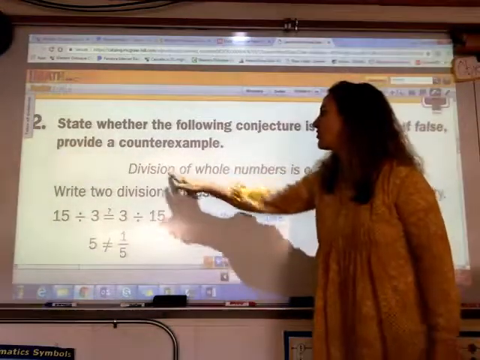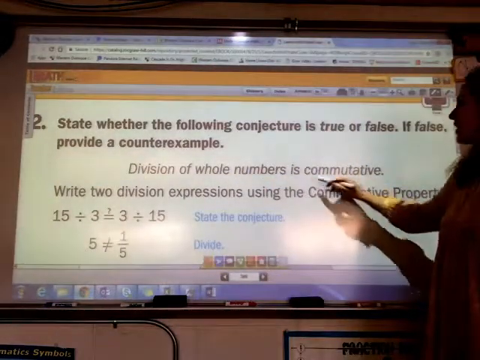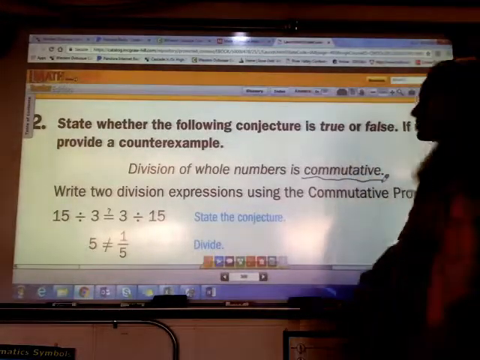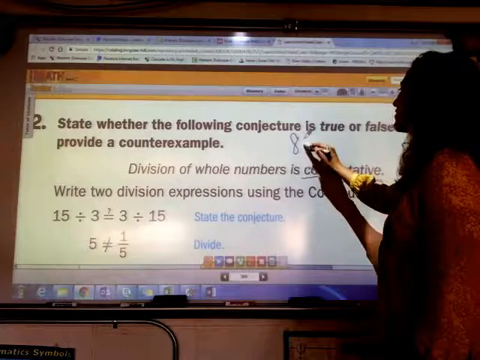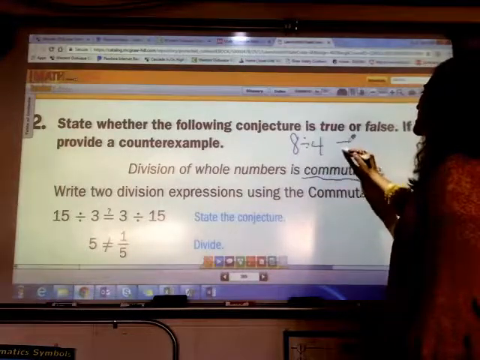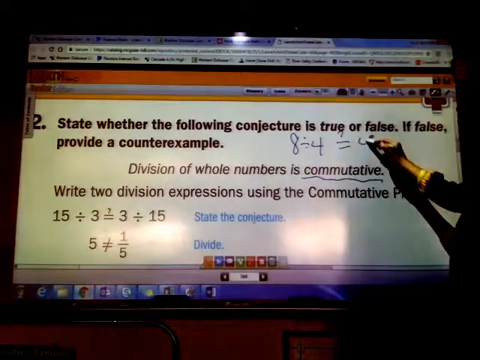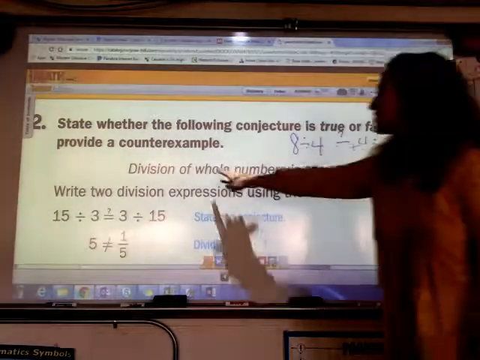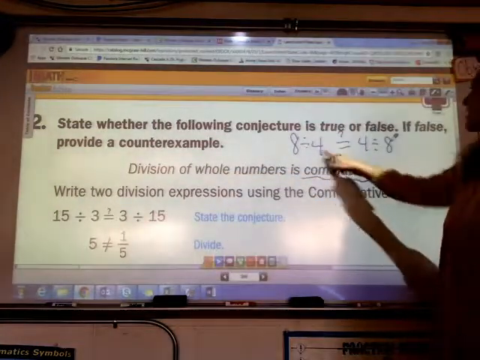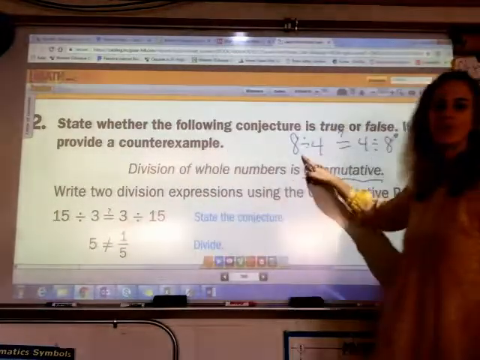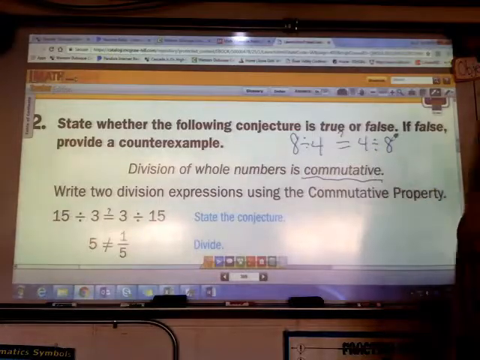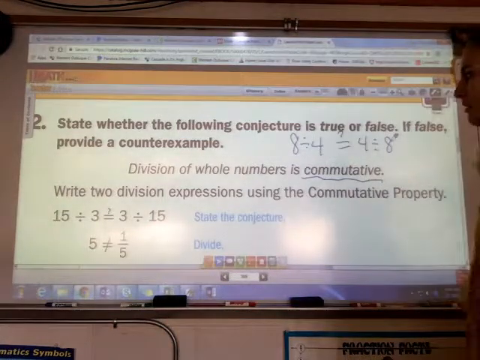Right here, they're giving us that division of whole numbers is commutative. Commutative meaning you can change the order. So one of the things you're going to want to ask yourself is, if I take 8 divided by 4, is that the same as 4 divided by 8? Well, this is the conjecture that they made. Technically, this would be a counterexample. This is not true. 8 divided by 4 would be 2, but 4 divided by 8 would be 1/2, so it's not going to be true.